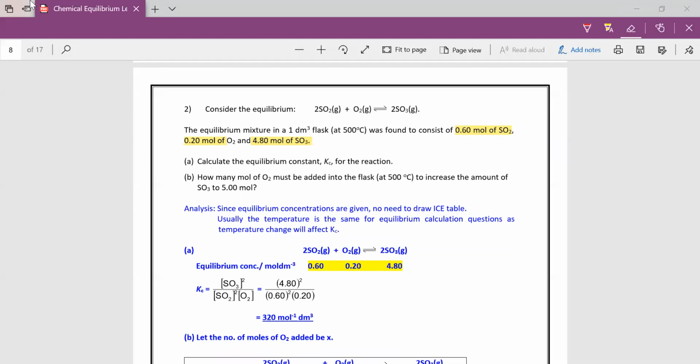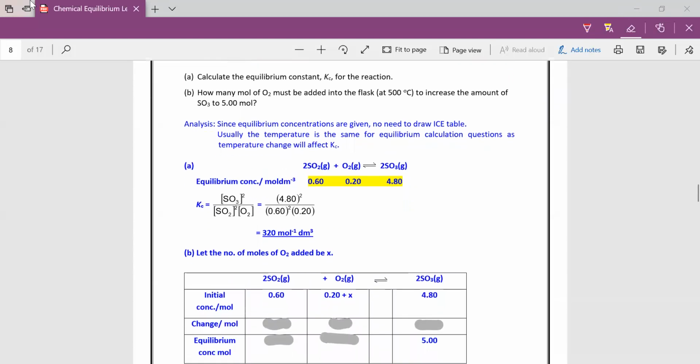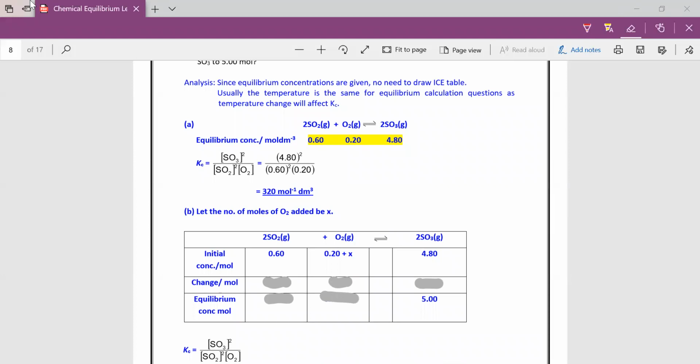Part B: how many moles of oxygen gas must be added into this flask to increase the amount of sulfur trioxide to 5 moles? We are not told the amount; that is the thing we're supposed to find, the number of moles that we have to increase oxygen by, to get the equilibrium from 4.8 moles to 5 moles per dm cube.